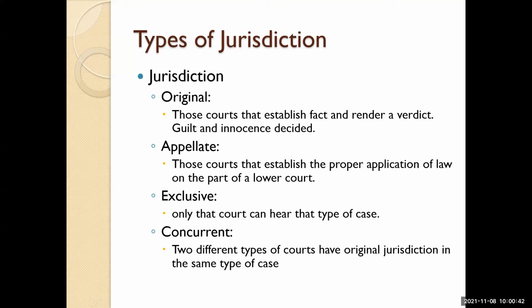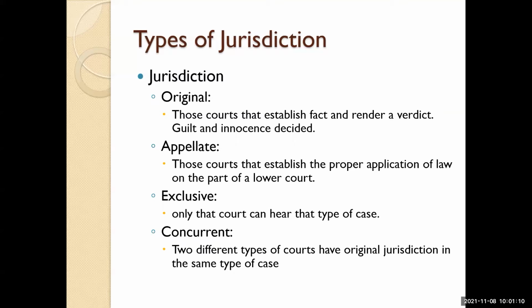So courts, right, are going to be dealing with either civil law or criminal law or some mixture of both. Courts also have what we call a jurisdiction, which is a boundary around what they can do and what their actual job is when they're looking at cases.